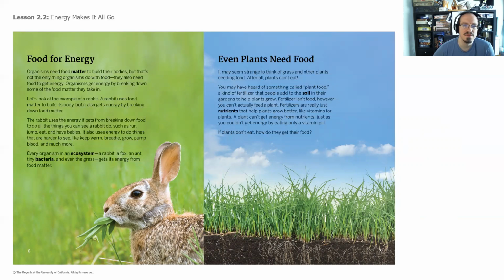You may have heard of something called plant food, a kind of fertilizer that people add to the soil in their gardens to help plants grow. Fertilizer isn't food, however. You can't actually feed a plant. Fertilizers are really just nutrients that help plants grow better, like vitamins for plants. A plant can't get energy from nutrients, just as you can't get energy by eating only a vitamin pill. If plants don't eat, how do they get their food?